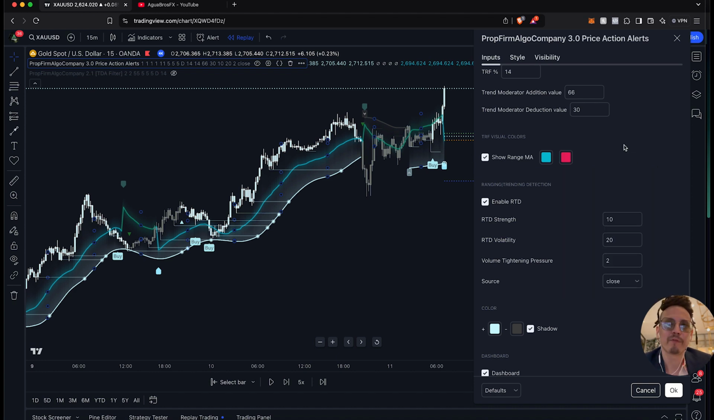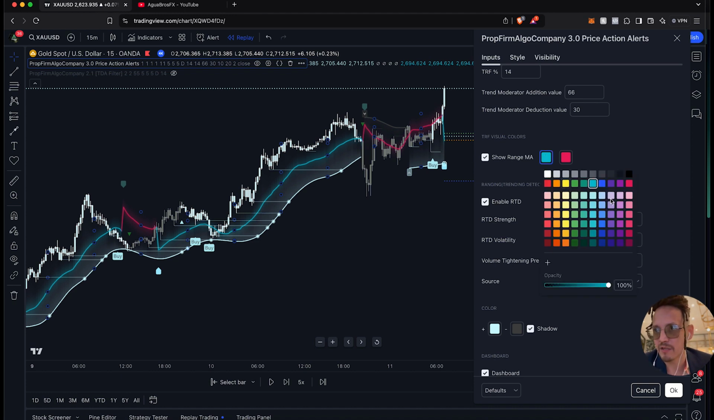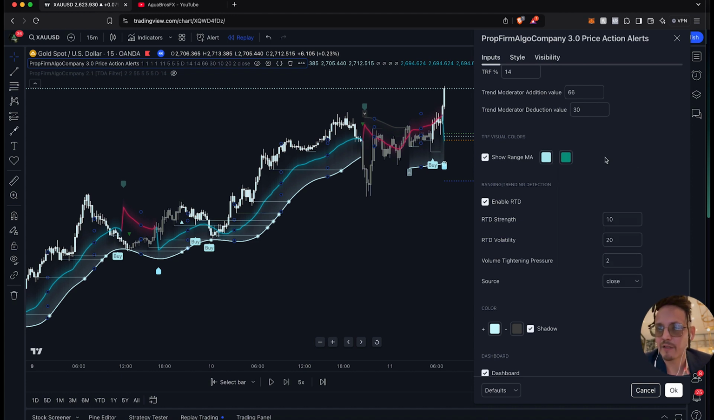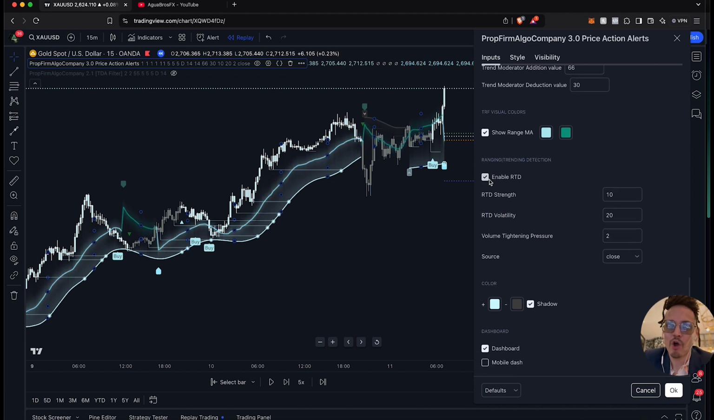But I really prefer the standard colors of Prop Firm Algo. It really allows me to stay clearly focused on the current trend. And it's very straightforward for me personally. So in this case, I'm just going to put it back and have it like that. Sweet. Now we're looking at the RTD line.